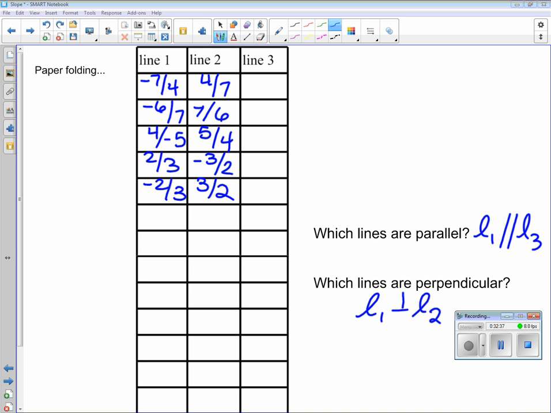I want the same people now who I have written up here to give me the slope of their line 3. So try and remember who you are. Who had the 4/7? Okay, Asia, what'd you get for line 3? You should have got -7 over 3, probably because of a little fold. What do you think it should be? -7 over what? Okay, yeah. All right, how about -6/7? Taylor? Okay, and how about the 5/4 person? Who is that? Okay, what'd you get?